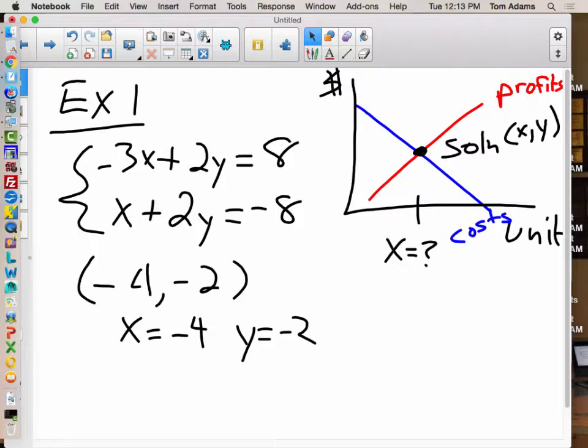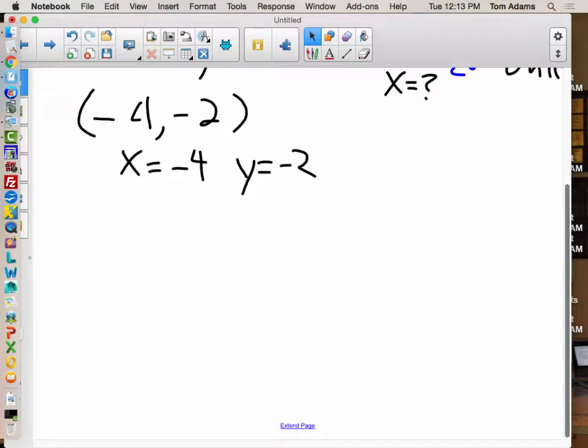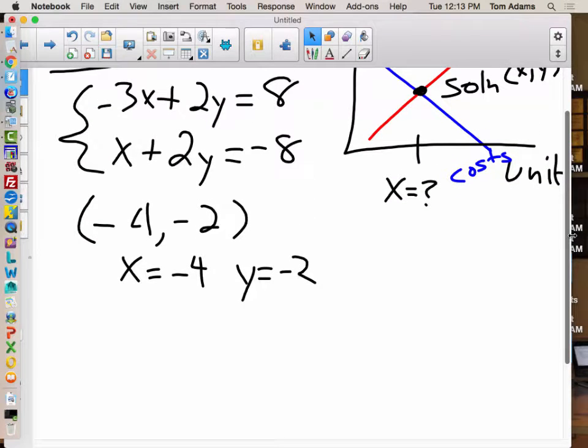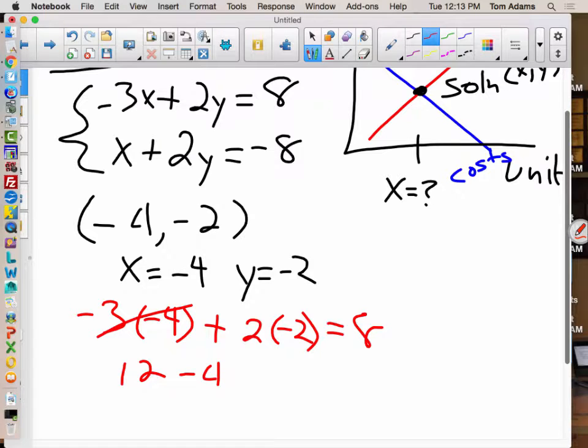Now, I want to verify this. One way to do that is to plug it into the original equations and see what I get. So if I take my original equation, negative 3x plus 2y, and I plug these values in for x and y, negative 4 for x and negative 2 for y. Negative 4 times negative 3 is a positive 12. 2 times negative 2 is negative 4. When I add those up, do they equal positive 8?